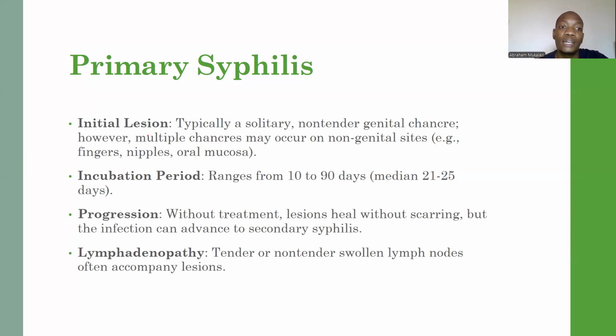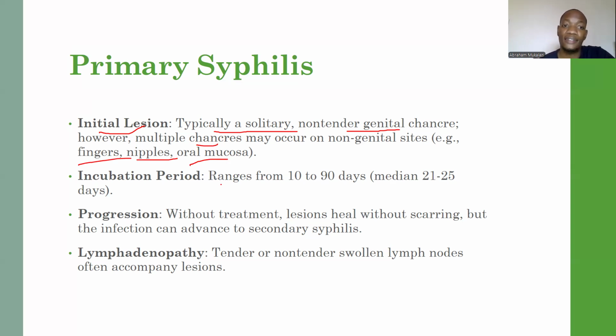Initially, someone will get the initial lesion of primary syphilis, which is typically a solitary non-tender genital chancre or swelling. It usually is located in the genitalia, but sometimes can be on other sites, including the lips, the soft palate, the tongue, or anywhere on the body. But commonly, we see them in the genital areas. We have also had reports of them on the fingertips, on the nipples, and on the mucosa.